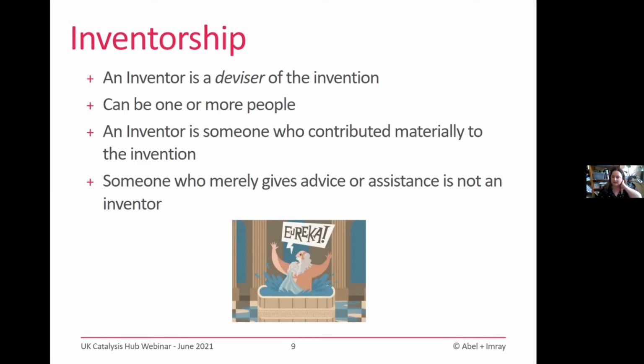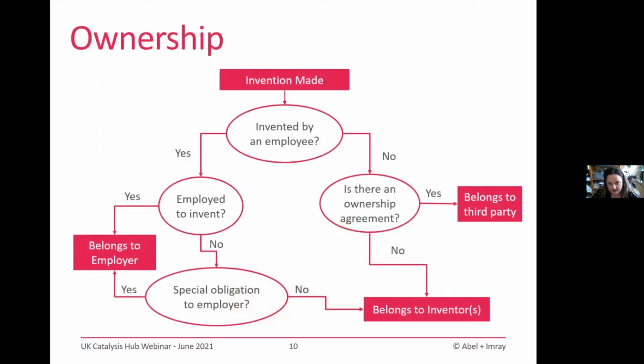I'll just quickly mention that inventors always have the right to be named on a patent, regardless of whether the inventor actually is the owner or not. You do always have the right to have your name as an inventor on the patent. So then if we move on to think about ownership, we've thought about who our inventors are, and the default position is that the inventor or inventors own the invention.